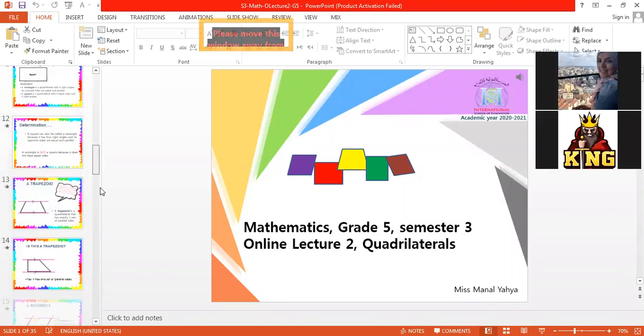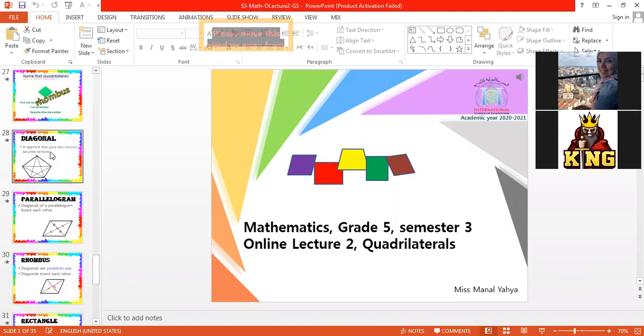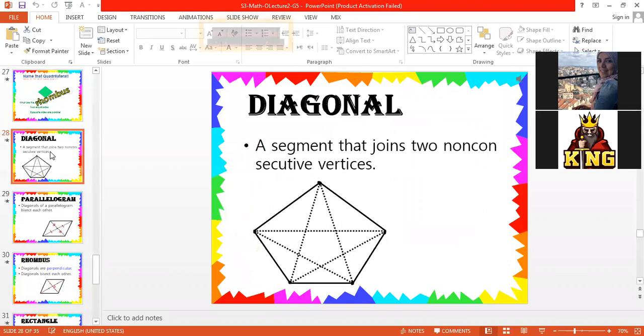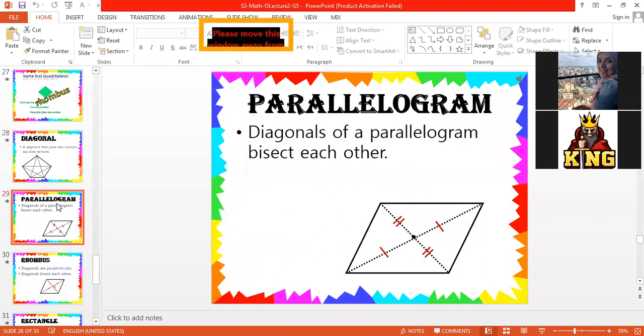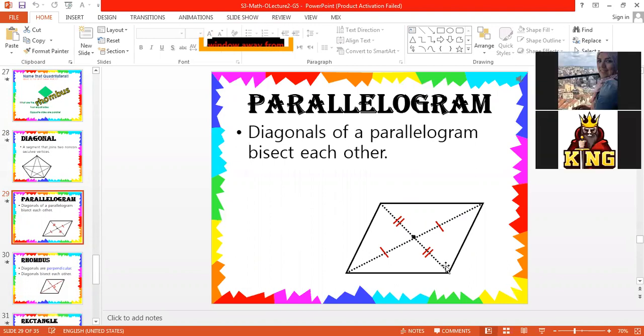Let us talk about the quadrilaterals, the diagonals of the quadrilaterals. So we said that a diagonal is a line we draw from one vertex to the other vertex. And we said that in a quadrilateral, we have only two diagonals. As you can see in the parallelogram, the diagonals bisect each other only. So nothing special about the diagonals of the parallelogram except that they are bisecting each other.